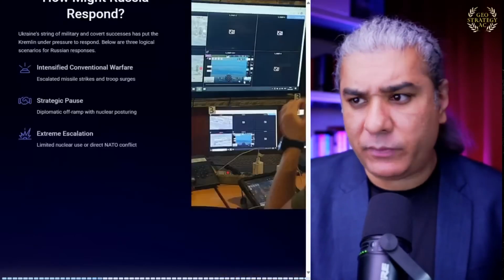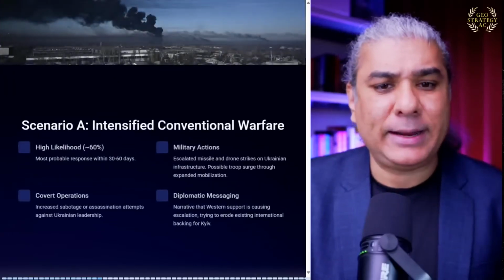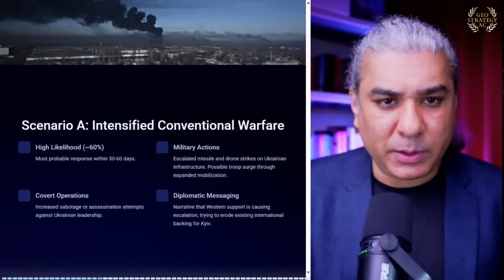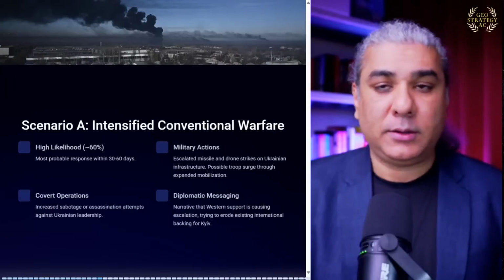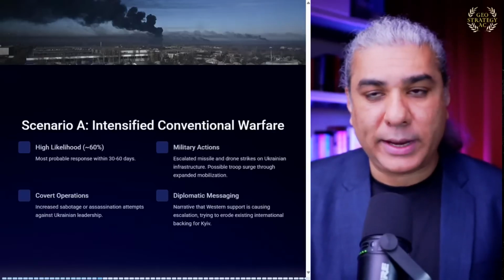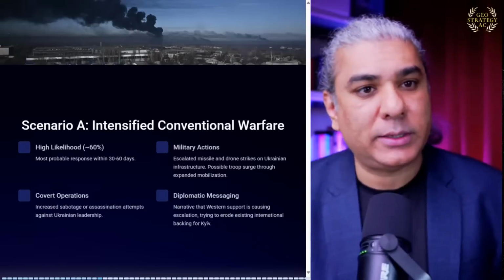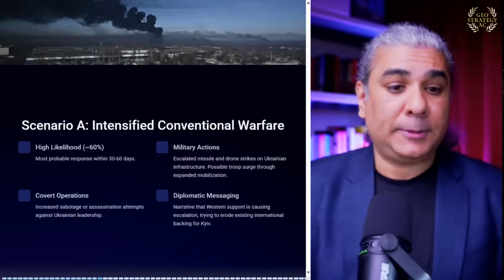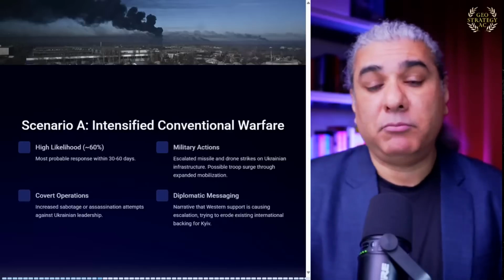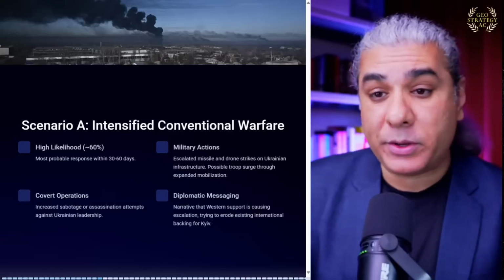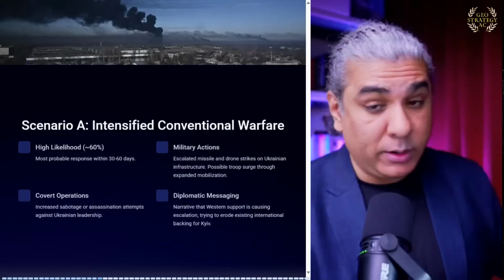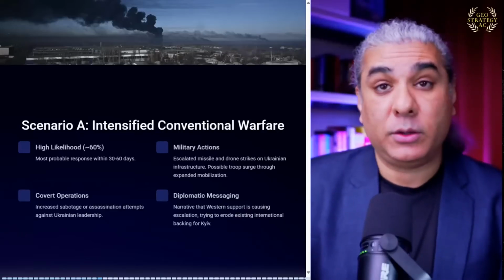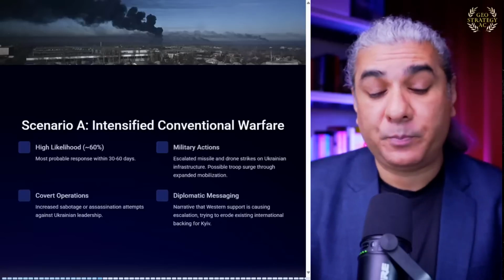So let's examine briefly scenario A, which is intensified conventional warfare. I think there's a high likelihood, about 60%, of this happening, and this will most likely happen within the next 30 to 60 days, next month or two. It may happen immediately also, right? So what may happen? You may have increased sabotage operations, covert operations, just like what Ukraine did. Russia may do the same thing within Ukraine, or there could be assassination attempts against Ukrainian leadership, possibly.